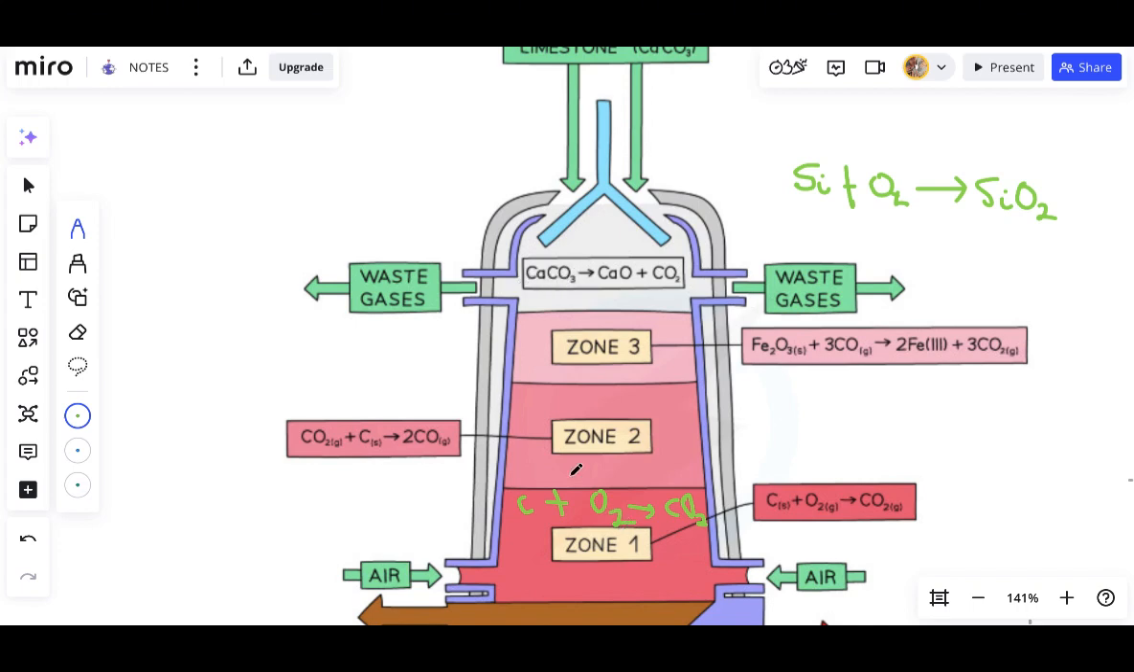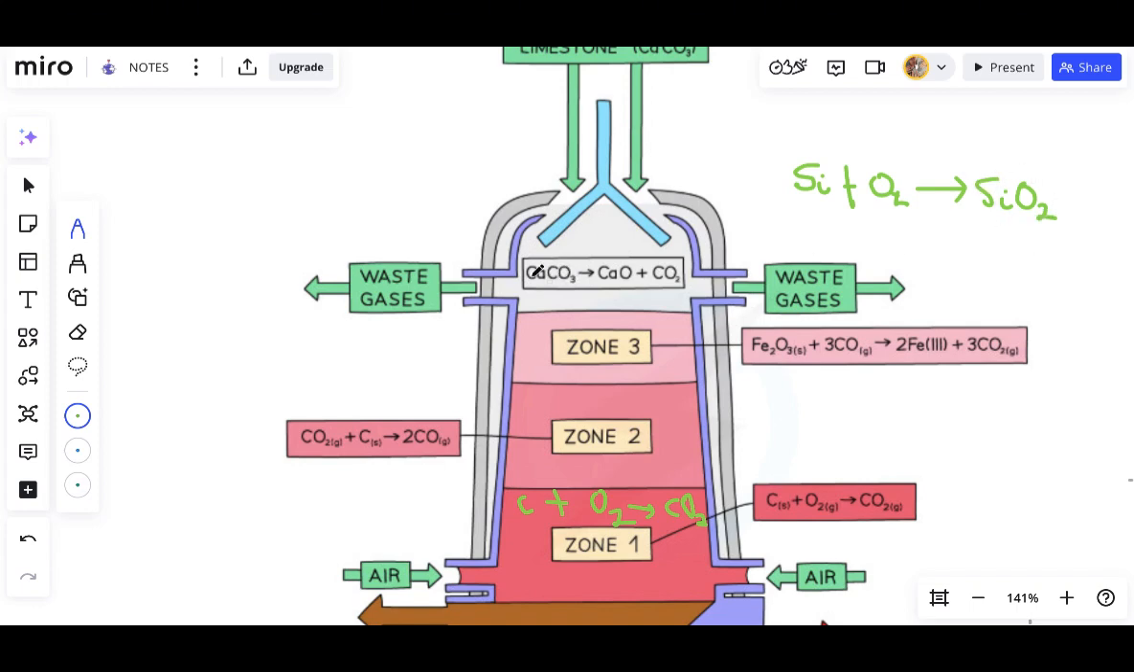Now this limestone, remember the hotness of this blast furnace, will decompose it. Calcium carbonate is limestone. This calcium carbonate decomposes into calcium oxide and carbon dioxide. We decompose it into what? Calcium oxide and carbon dioxide. The reason why we fed in calcium carbonate is because there is an impurity we want to get rid of, which is silicon dioxide.